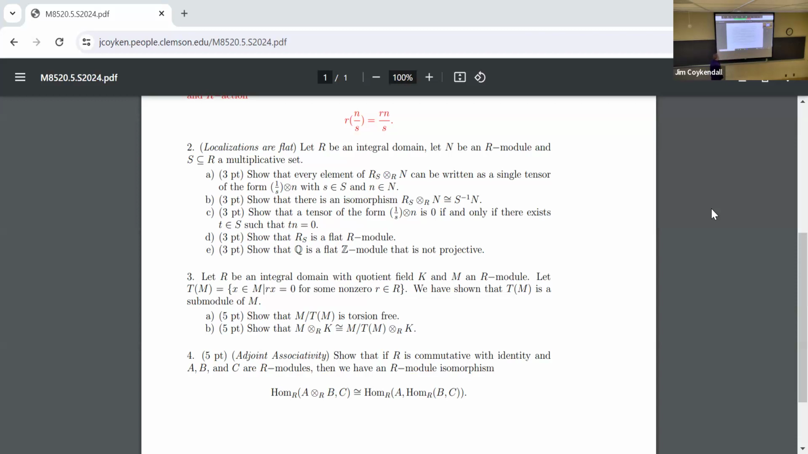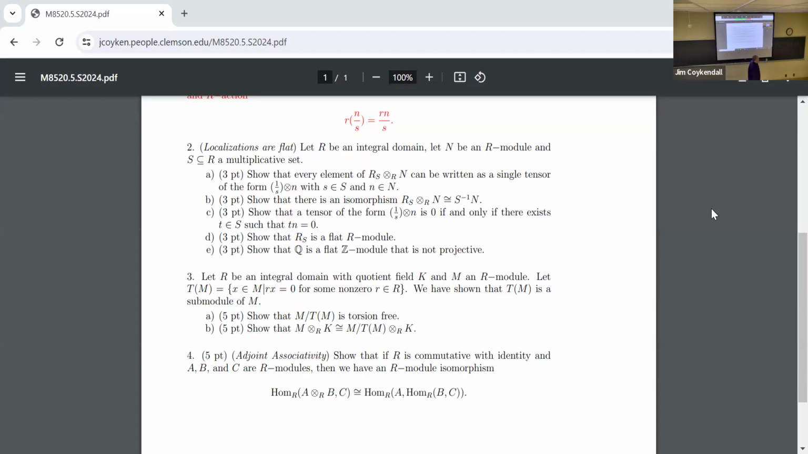And number 4, I promised you this one, the adjoint associativity problem. Show that if R is commutative with identity, and A, B, and C are R modules, then there's an R module isomorphism from Hom_R(A tensor B, C) to Hom_R(A, Hom_R(B, C)).